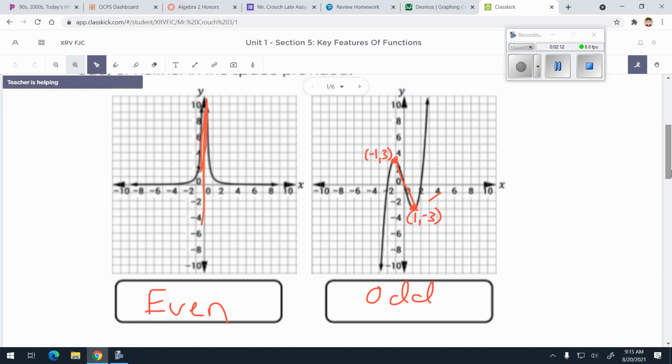And you can do it with any points as long as they're not intercepts. So like here, if I chose this negative 2 comma negative 1, and then 2 comma 1, same thing. If I connect them, I go through the origin.